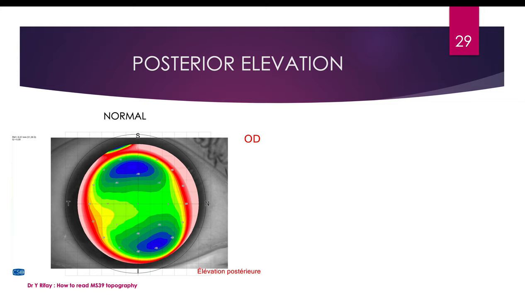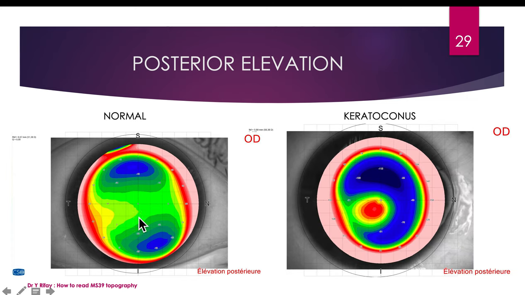Posterior elevation. Posterior elevation is very important. When it is normal, it is a symmetric bowtie, or it is a small island, but with very low elevation. And here, this is a keratoconus with posterior bulging. We see here, so it's an obvious diagnosis, and it is a criterion of diagnosis of keratoconus.